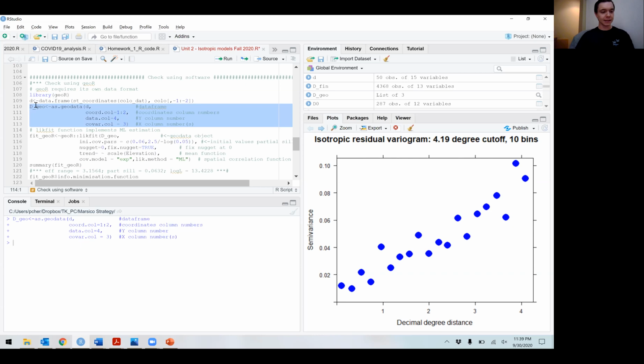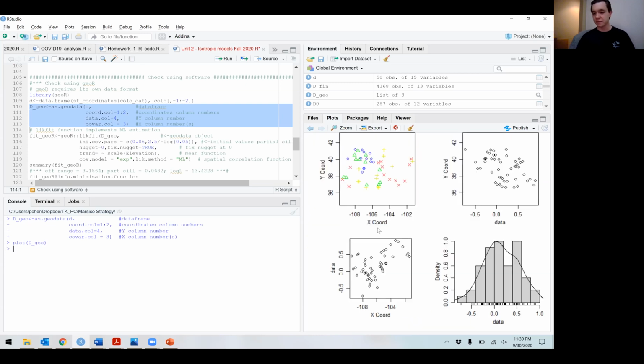So one neat thing is you can actually plot this dgeo object, and it will produce a couple of interesting plots. Up here in the top left is a really simple way to eyeball spatial correlation. It just assigns different colors to, I think, different quantiles. And so you're looking for all of the X's to be together, all the O's to be together. Here I have some crosses that are together. It gives you a histogram of your data. It's approximately normal.